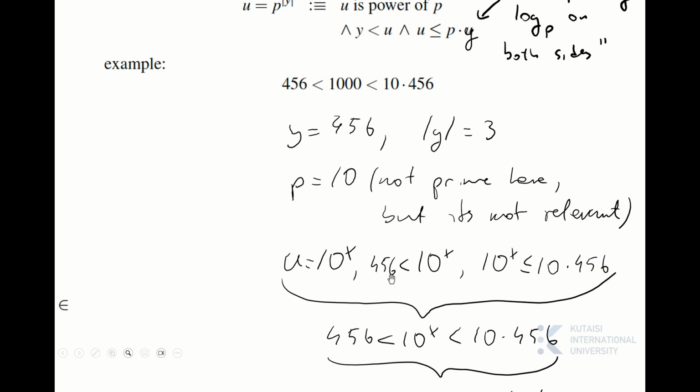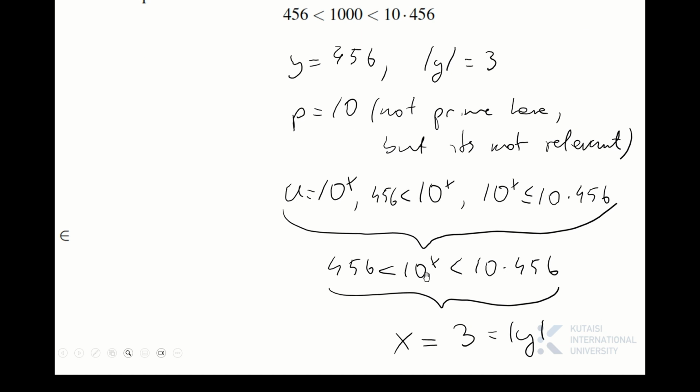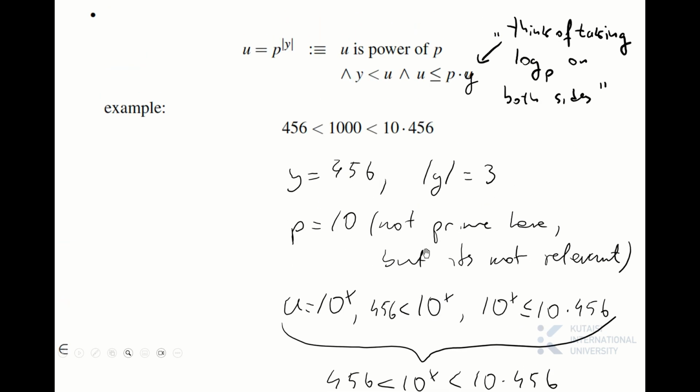Then u is 10 to the power x. 456 is less than 10 to the power x. This is what this guy says. 10 to the power x is less than 10 times 456. And 10 to the power x sits between 456 and 10 times 456. And if you solve this for x, you will get that x is 3. Here as well, if y is less than u and u is less than p times y, if you solve this, you will get that if u is equal to p to the power x, then that x has to be the length of y.